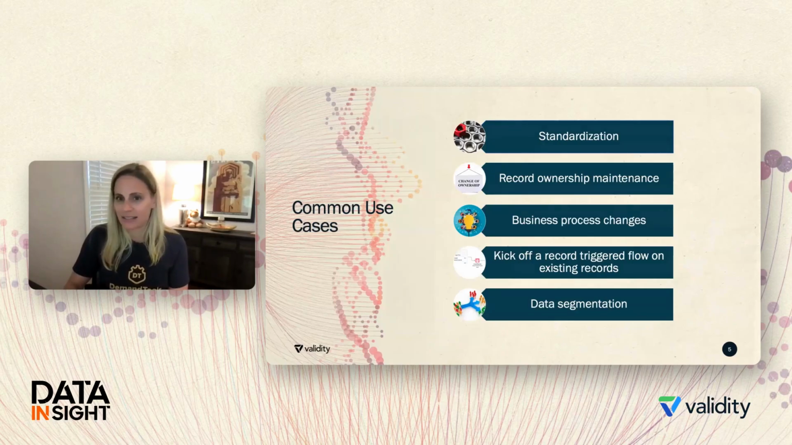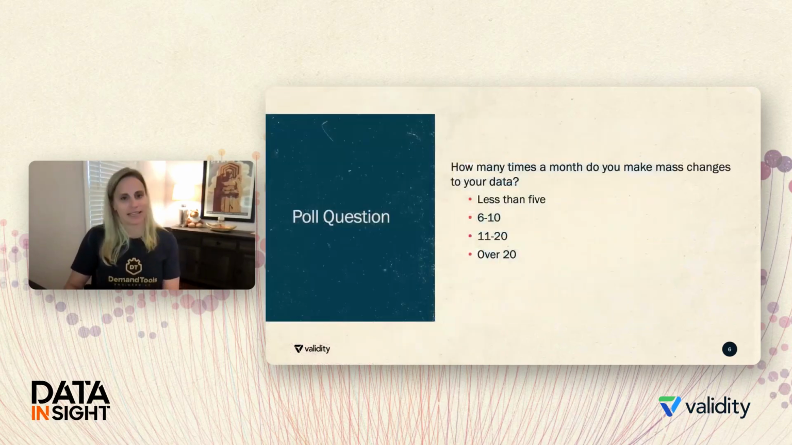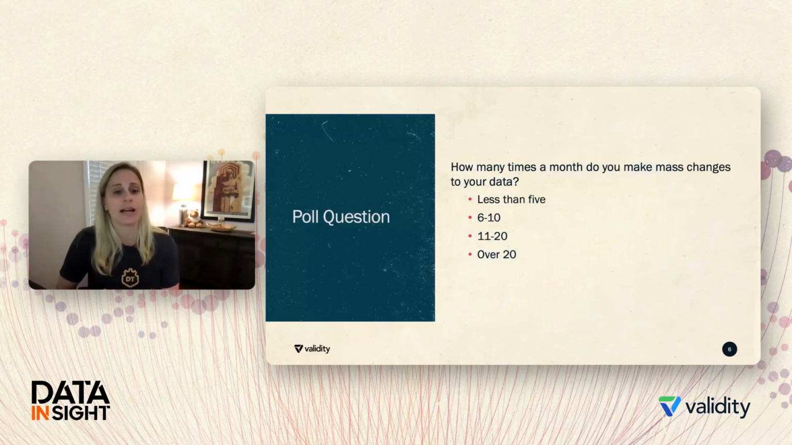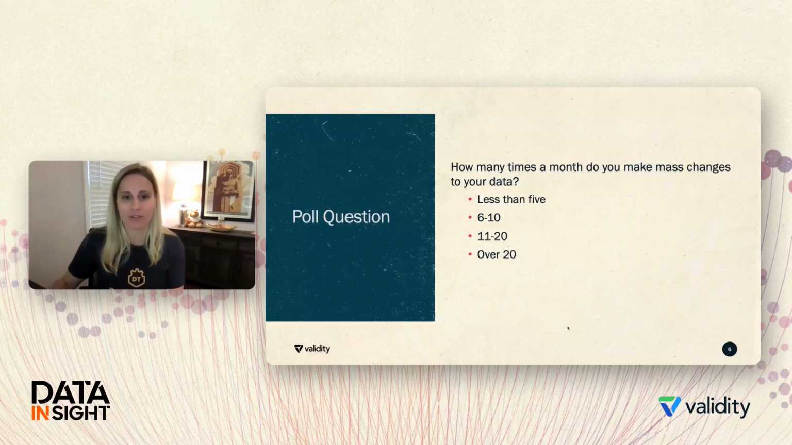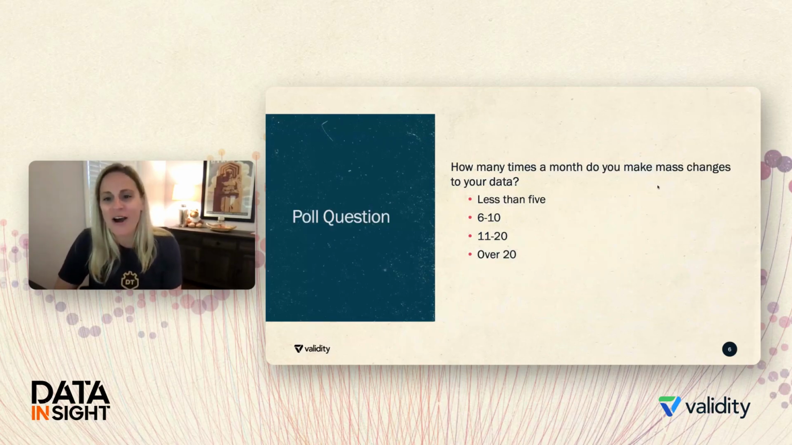All right. So true to Data Insight, I like to know who's out there and what you guys are going through, because we look at these polls and try to get an understanding of what is actually happening in market. So how many times a month do you have to do mass changes to your data? And if you're thinking that these values here are a little bit wonky, over 20% hit, sorry, I was just seeing the stuff come through, that hit 100% almost immediately.